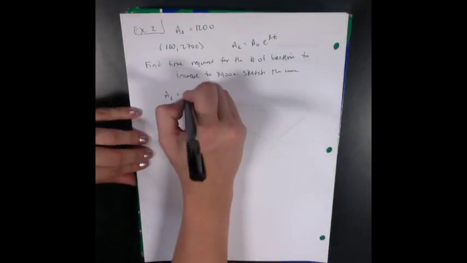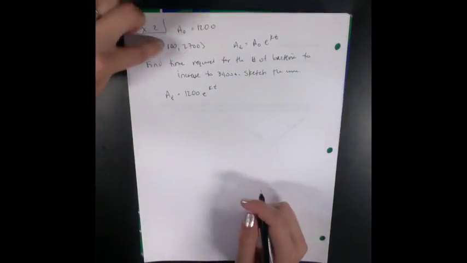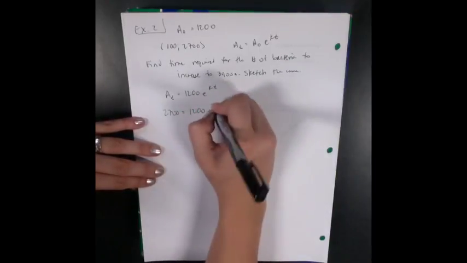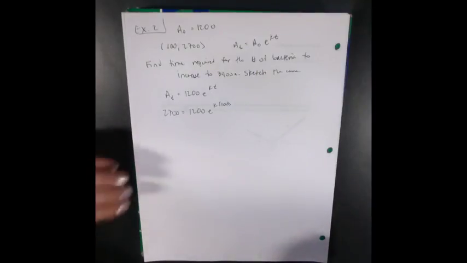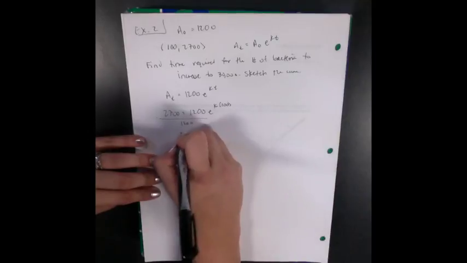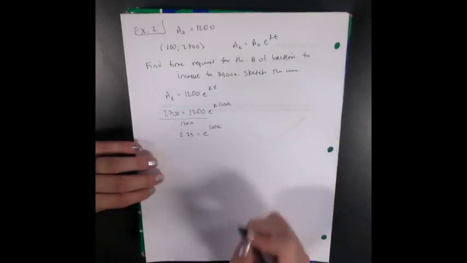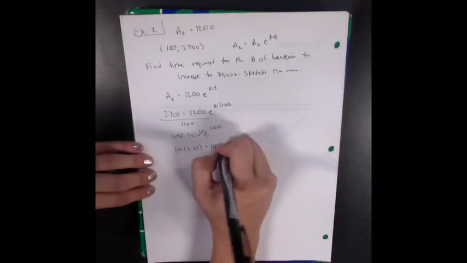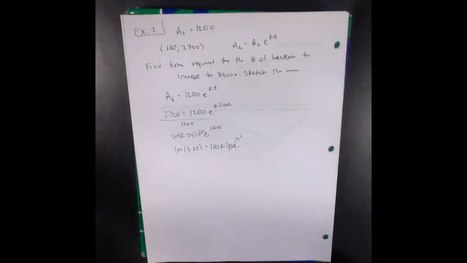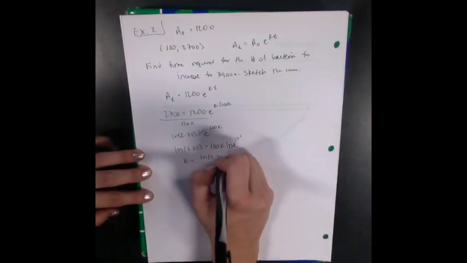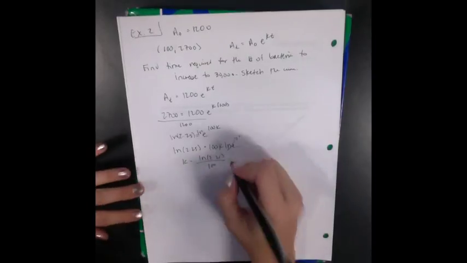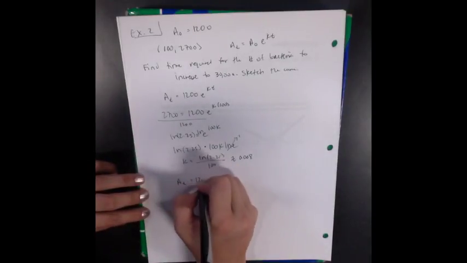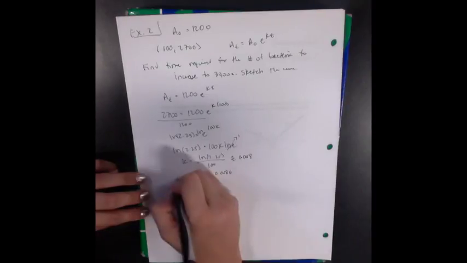So I will have A sub t is 1,200 e to the kt. And I'm going to plug in this point here. So I will get 2,700 equals 1,200 e to the k times 100. Divide everything by 1,200, leaving me with 2.25 equals e to the 100k. And now I take the natural log of both sides, leaving me with the natural log of 2.25 equals 100k times the natural log of e, which we know is 1. So k is the natural log of 2.25 divided by 100, which is approximately 0.008. So my equation is A sub t equals 1,200 e to the 0.008t.